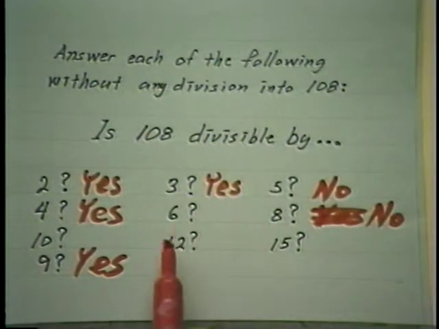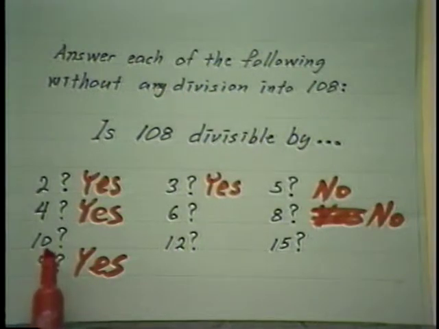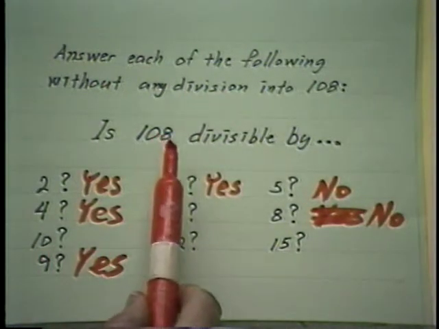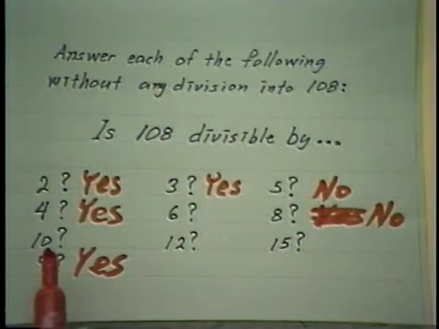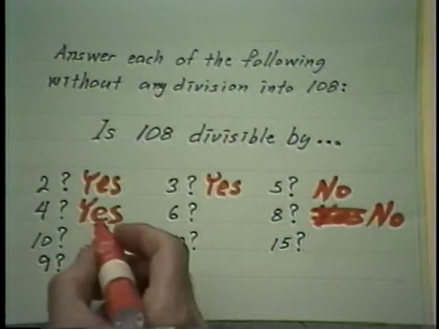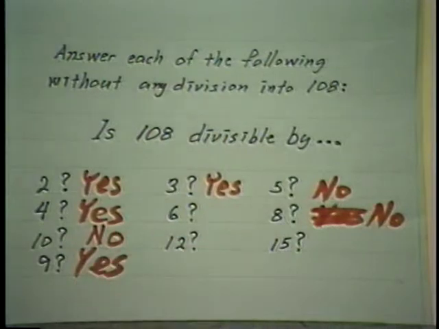Now, we still left out some. This one is almost universally known. If the units digit is 0, it's divisible by 10. So the answer to divisibility here is no.